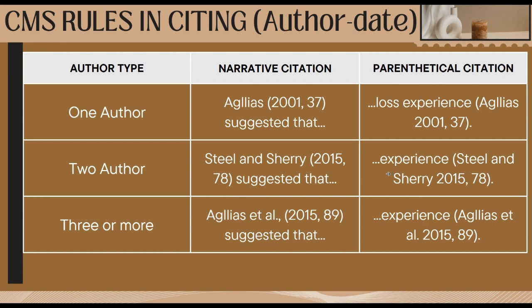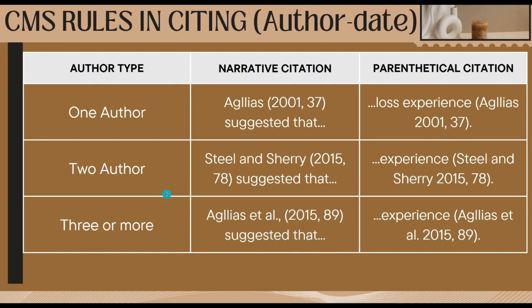Next are the Chicago Manual of Style rules in citing. We use the author-date format. For one author, narrative citation: the author's last name, followed by the year, comma, and then the page number, closing the parenthesis. As for parenthetical citation, there is no comma that separates the author from the year, but the comma is placed between the year and the page number.